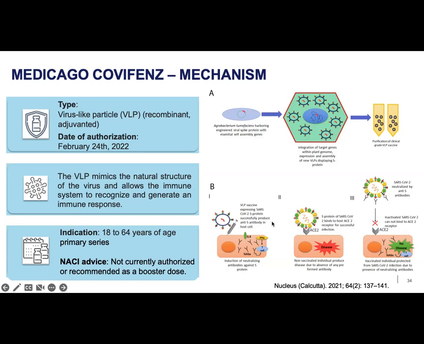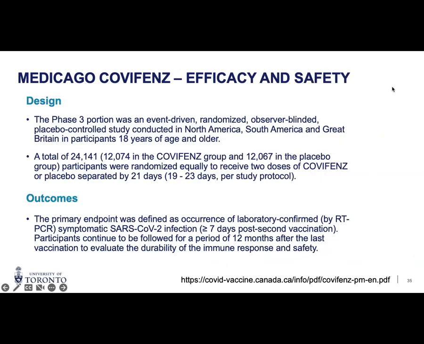Once purified, the VLP vaccine expressing the SARS-CoV-2 protein, when administered by intramuscular injection, successfully produces the anti-spike protein antibody in host cells. So if the host is infected with SARS-CoV-2 in the future, vaccinated individuals are protected from SARS-CoV-2 infection due to the presence of neutralizing antibodies. So you can find the info sheet for Medicago at this site.